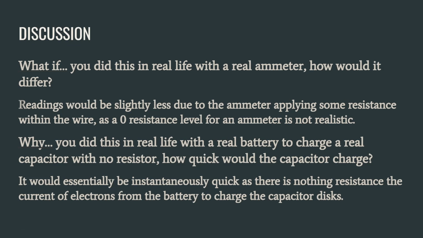Now, what if we did this with a real ammeter? Well, the readings would be slightly less because the ammeter does provide some resistance in a real life setting, and not exactly 0 like it is in simulation. And what if we used a real battery with no resistance? How quickly would it take to charge a capacitor? Well, if there was no resistance involved, then it would be much faster than if it had resistance. Like in the simulation we're doing in part 3, it is very fast compared to having a resistor.